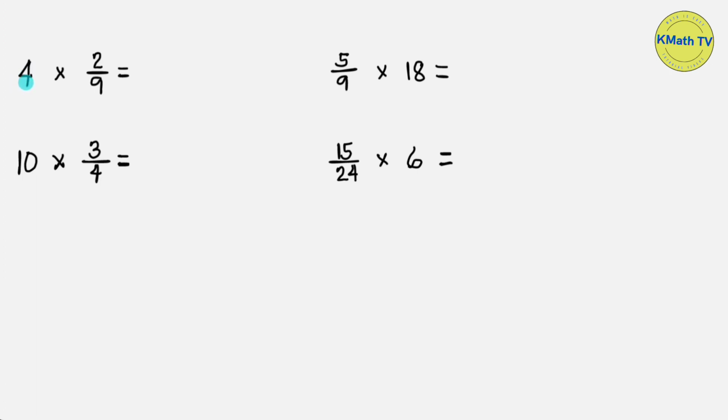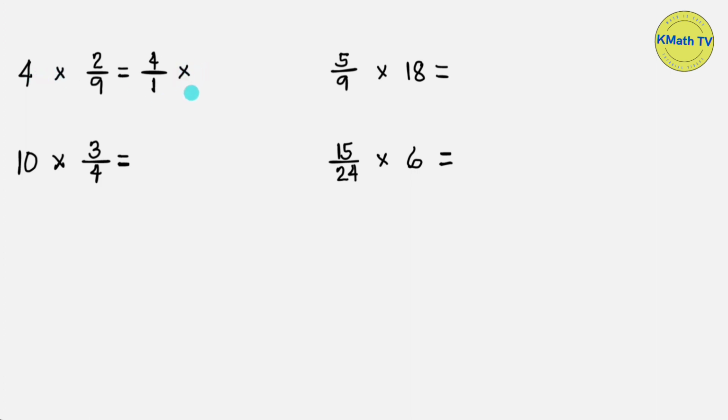Okay, let's answer now. Let's write the whole number 4 as a fraction with a denominator of 1. So, we will write 4 as a numerator. And the denominator must be 1. Why is the denominator 1? Because if we simplify this, 4 divided by 1 equals 4. So, 4 over 1 and 4 have the same value.